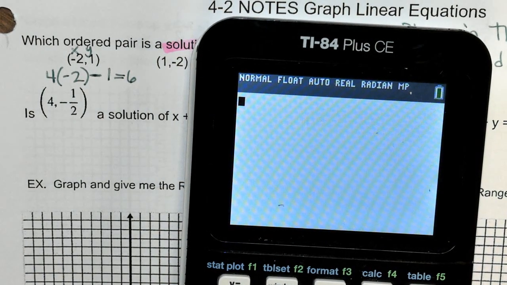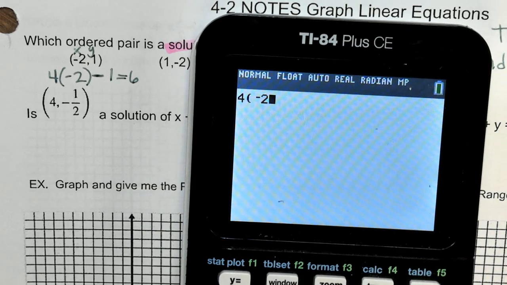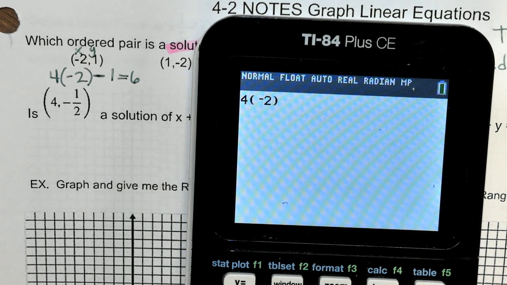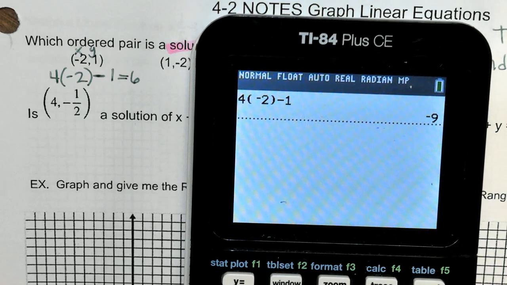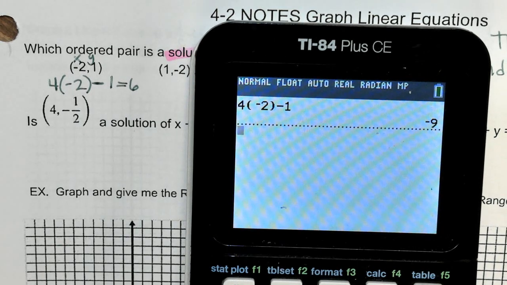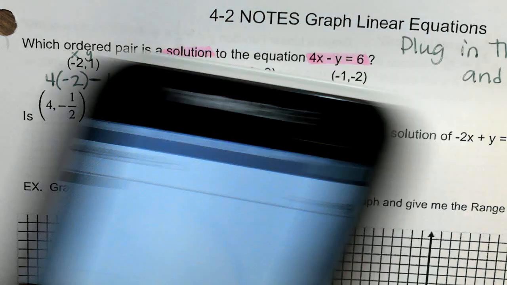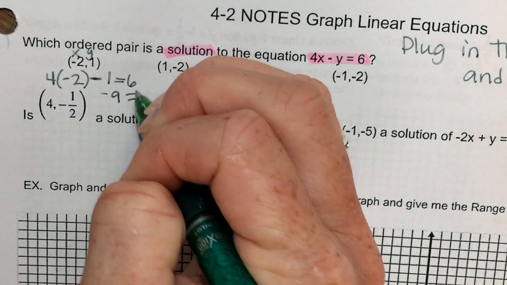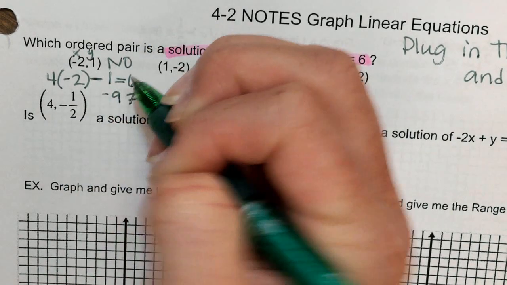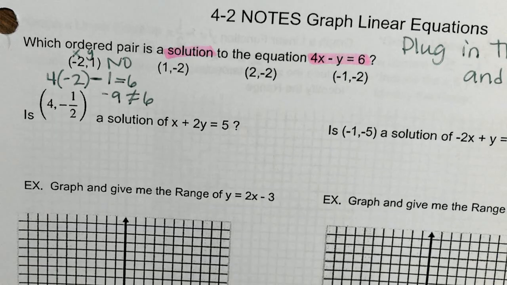So I would do 4 times -2 minus 1 and hit enter. Does that equal 6? No. So -9 does not equal 6, so no, this is not an ordered pair that would fall on that graph.